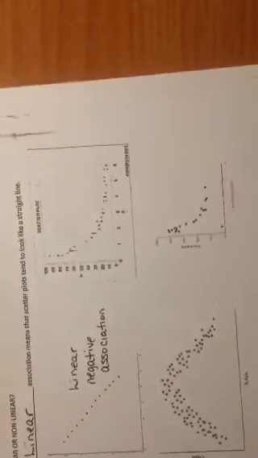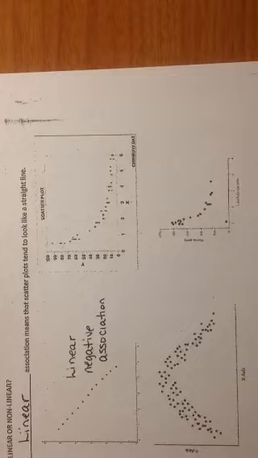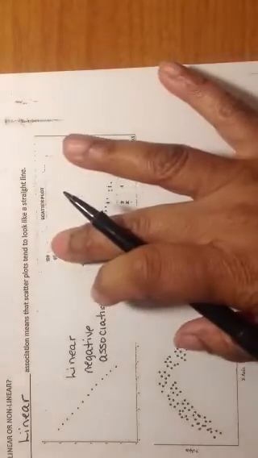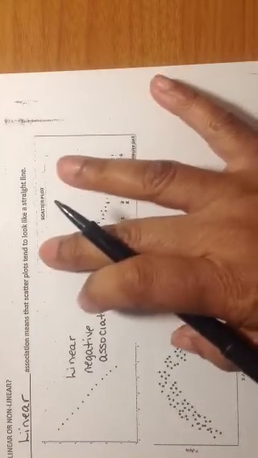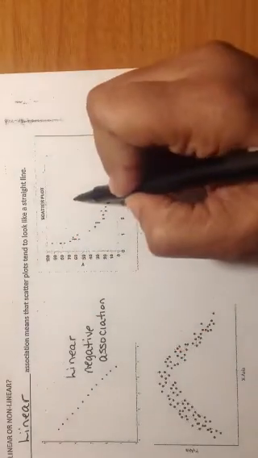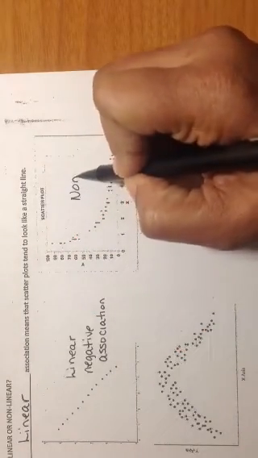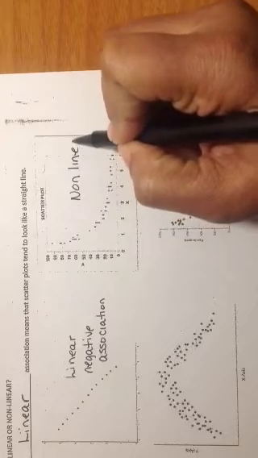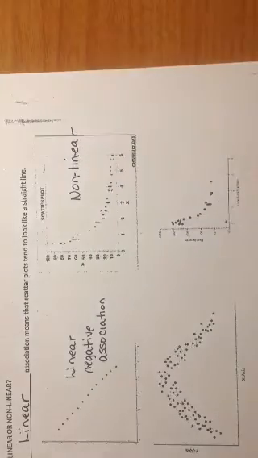Let's look at this one over here. Does it look linear? Does it look like a straight line, or is there some kind of curve going on? Absolutely. There's sort of a curve going on. This is not linear. So this would be an example of non-linear. The points are not really making a straight line.